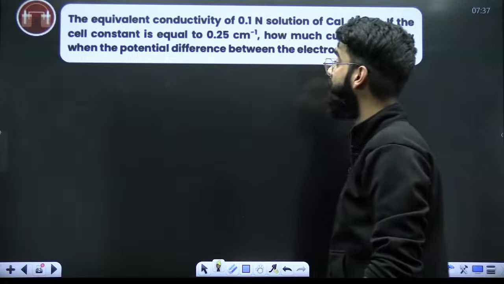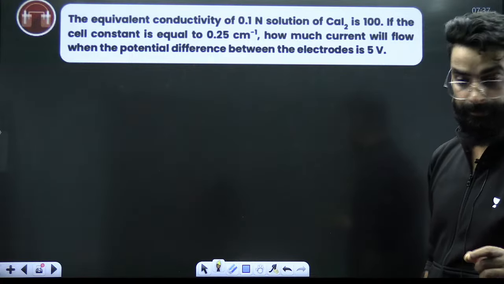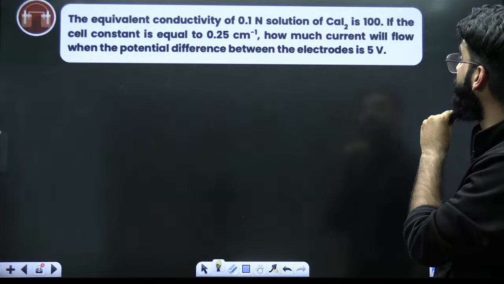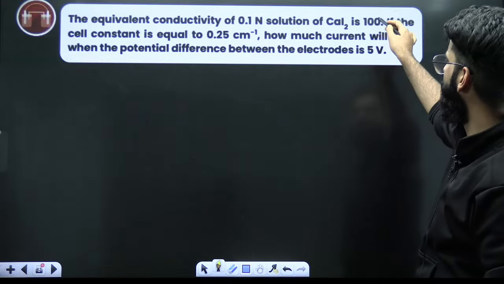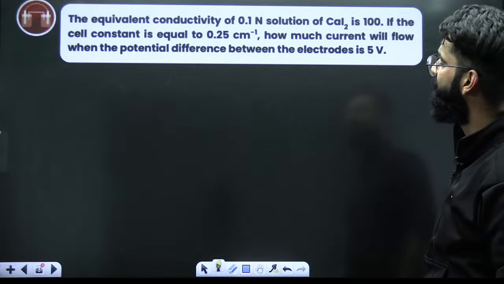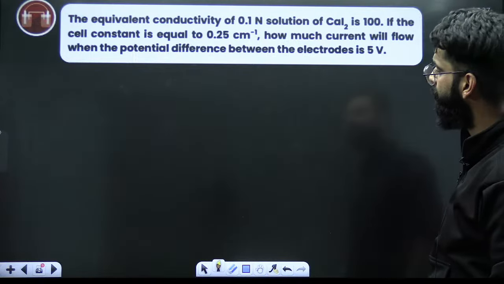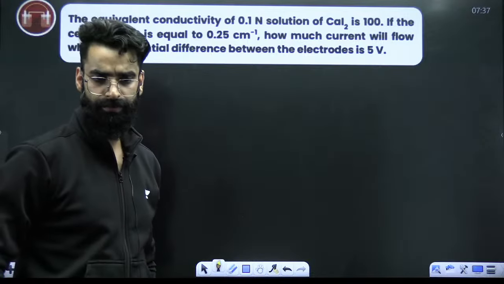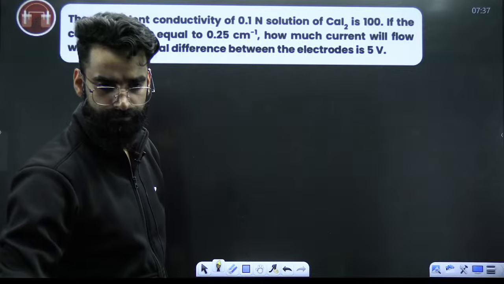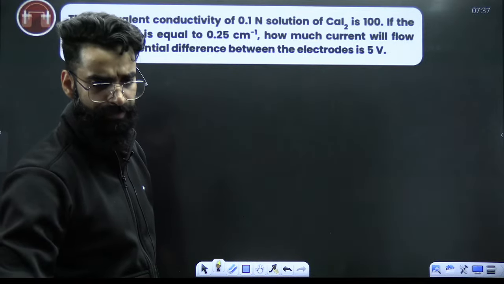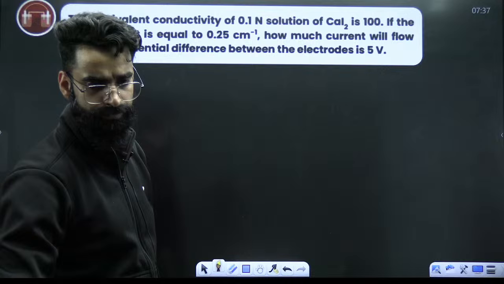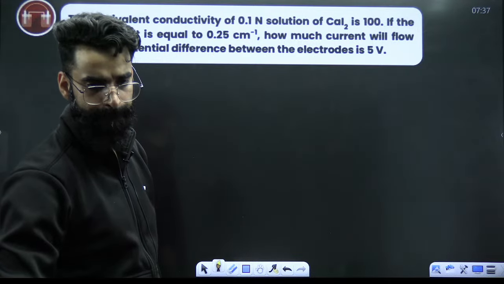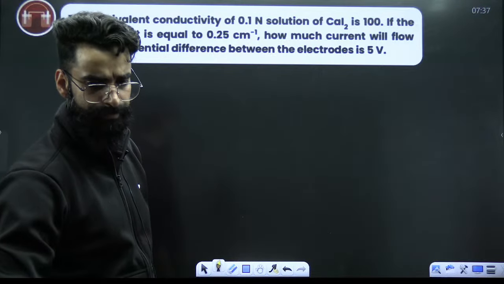Let's have a look on this question. The equivalent conductivity of 0.1 normal solution of CaI2 is 100. And its units, you already know, it is Siemens centimeter square per equivalent. If the cell constant is this much, how much current will flow when the potential difference between the electrodes is 5 volts? Can you give it a try?